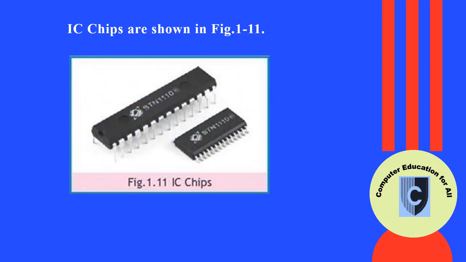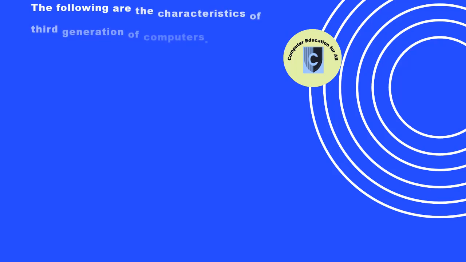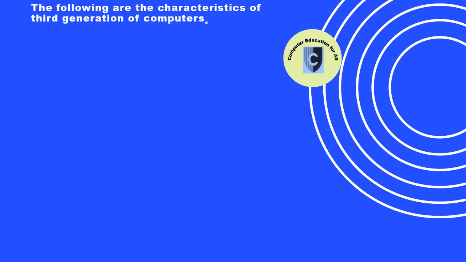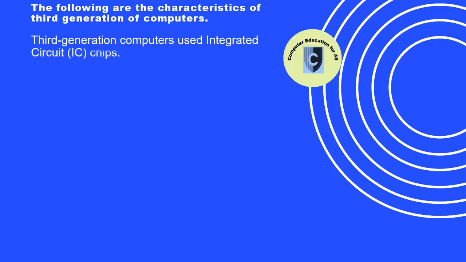IC chips are shown in Fig. 1-11. The following are the characteristics of the third generation of computers. Third-generation computers used integrated circuit (IC) chips.